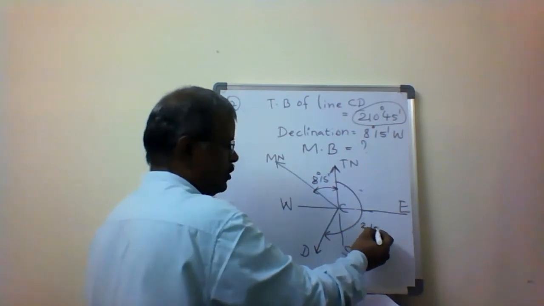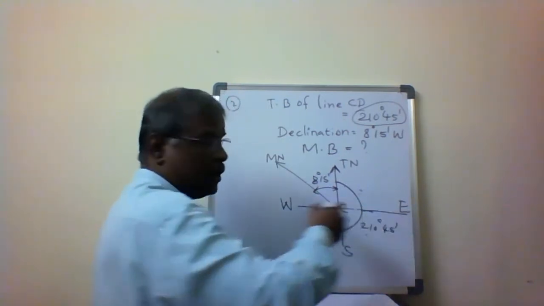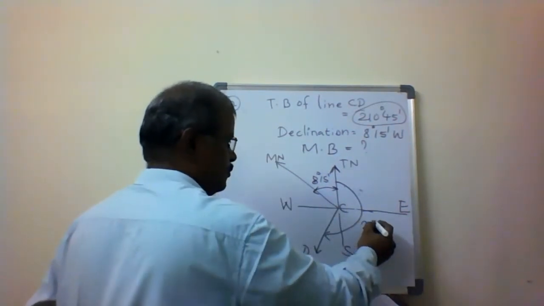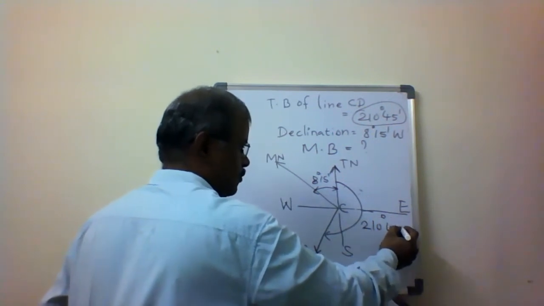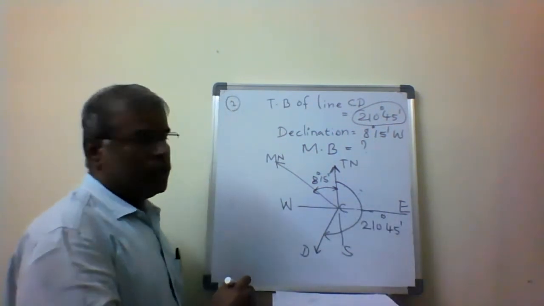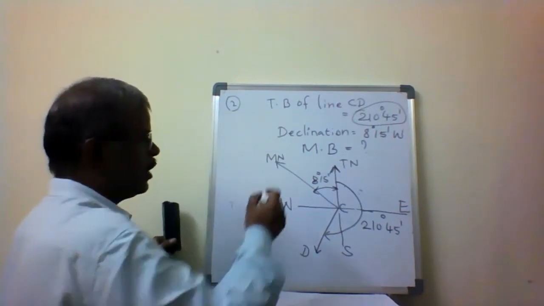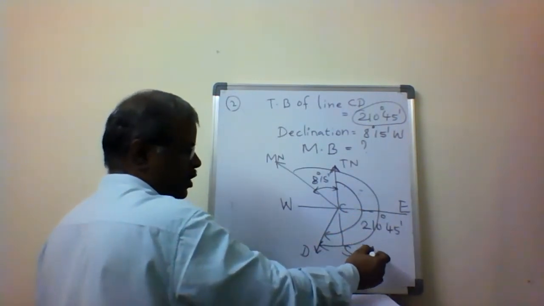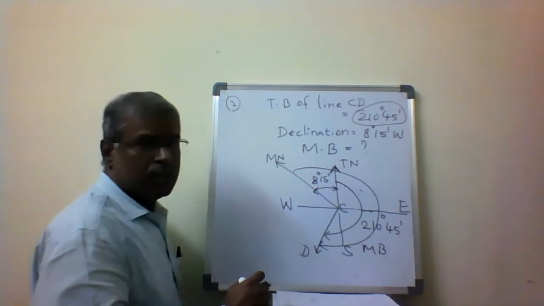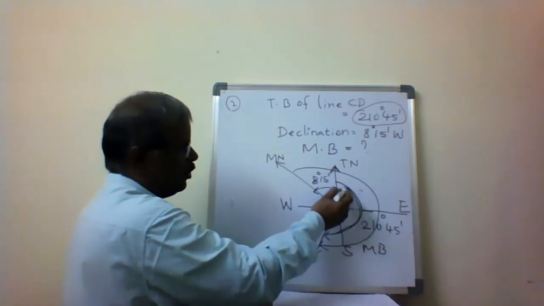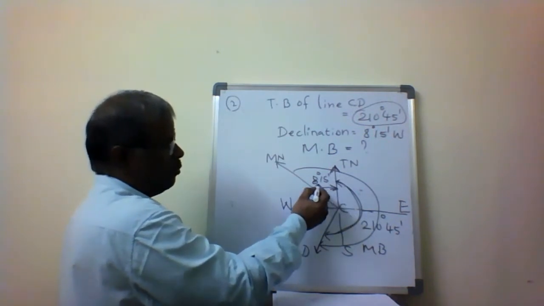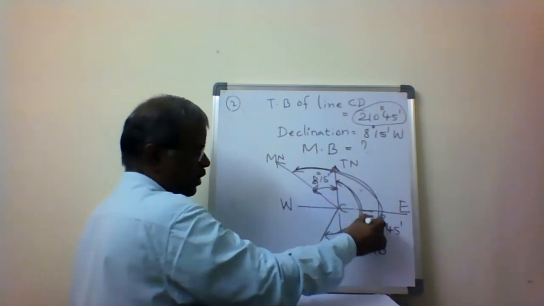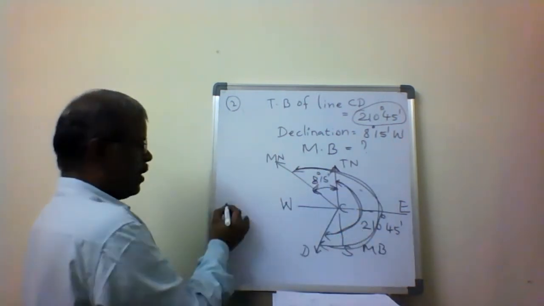The true bearing is measured from true north, and it is 210 degrees 45 minutes. Now we calculate the magnetic bearing. The magnetic bearing is measured from magnetic north. Magnetic bearing is your true bearing plus your declination, and that gives you the magnetic bearing.